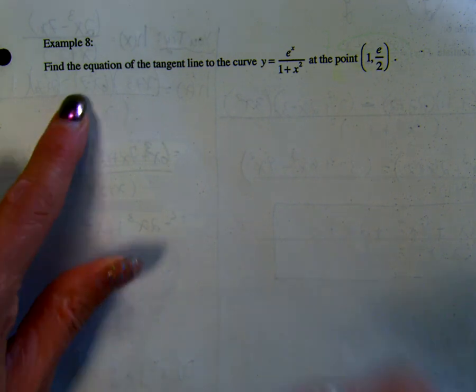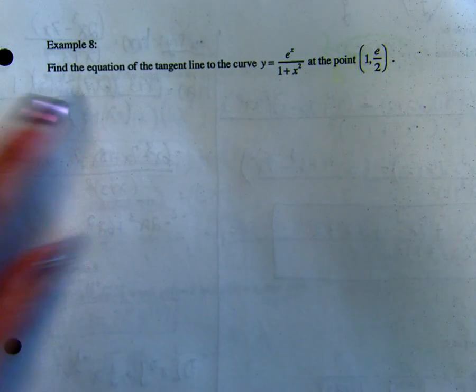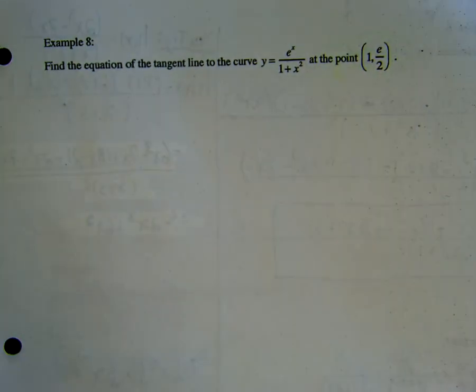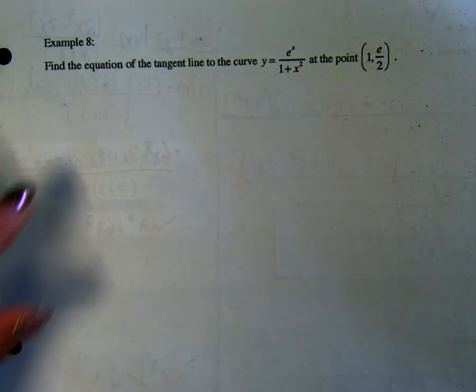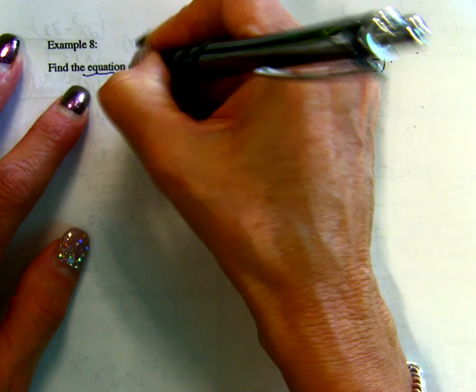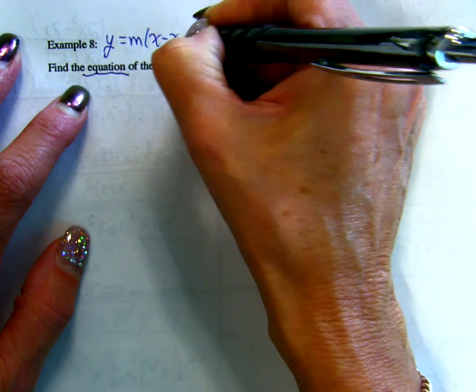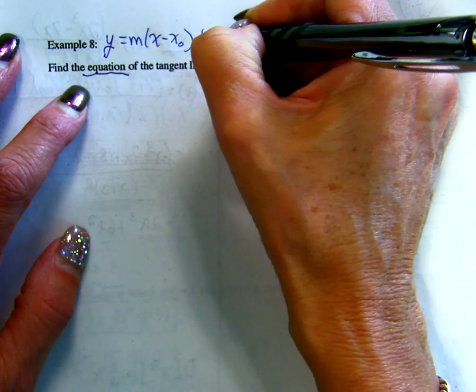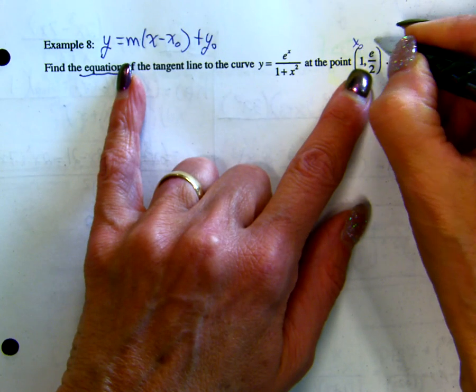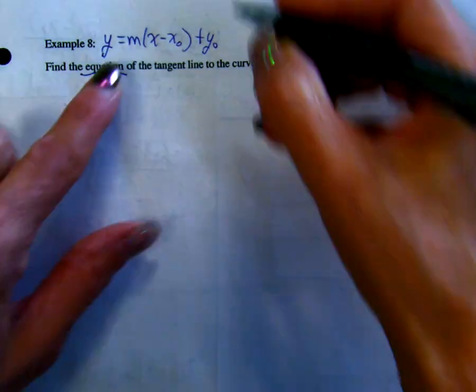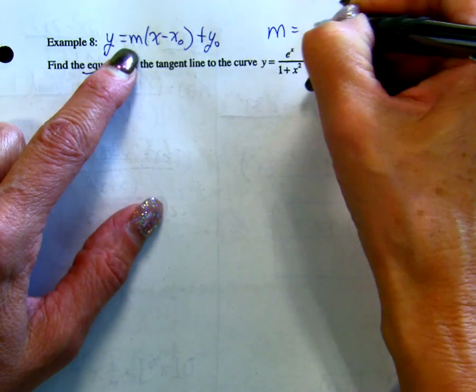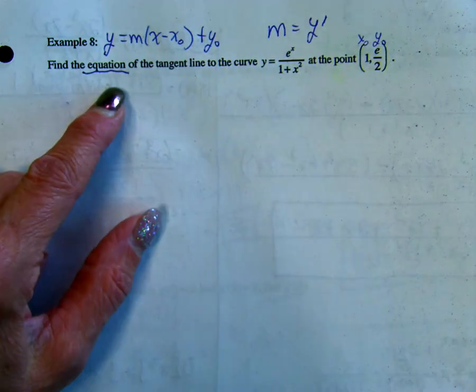Okay, once again, when you are taking a derivative, you are finding a slope of a tangent line to a curve. If you're asked to find the equation of a tangent line to a curve at a point, then what you're asked to do is this. Find y equals m, x minus x naught plus y naught, where here's my x naught, here's my y naught, and if I need to find m, it is the derivative.